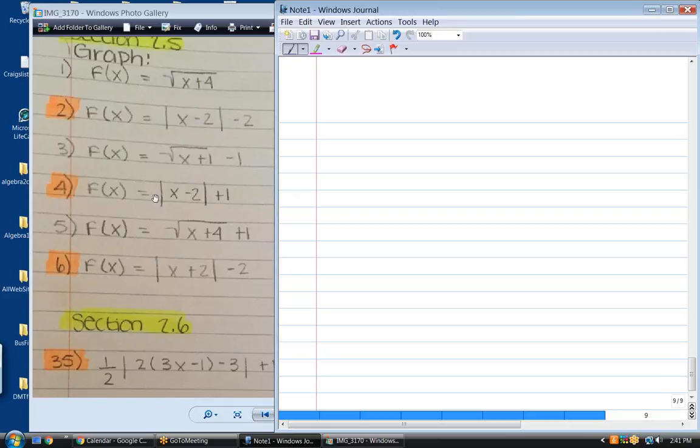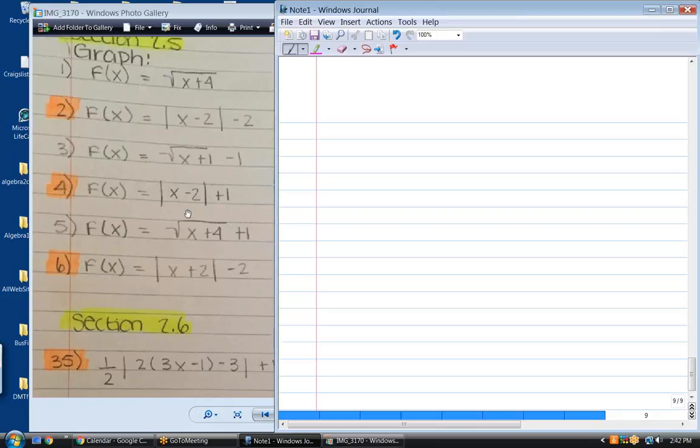Okay, what's the parent function on 4? The parent function is f of x is equal to the absolute value of x. Okay, and what 2 things are happening? What 2 transformations? You're going to go to the left to... What's h here? That's going to be positive, so... What's h? H is 2. Positive 2.